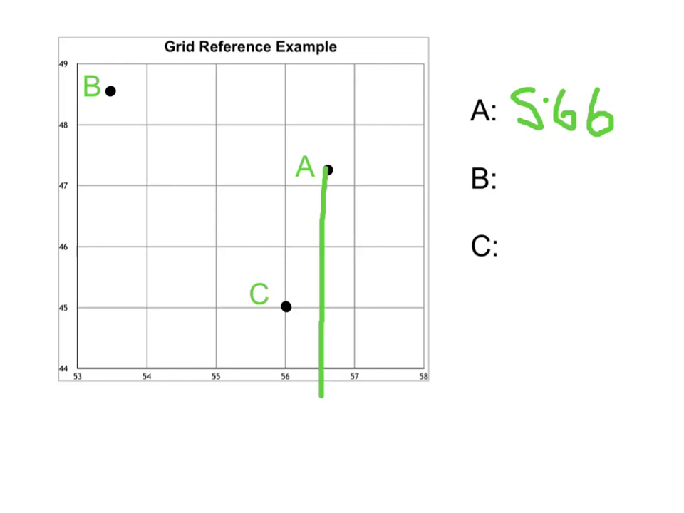The next thing we do is we go across, and we'll find that it is between 47 and 48. Again, it's about 47.2. But because we don't put decimal points in, make sure that you don't do that.